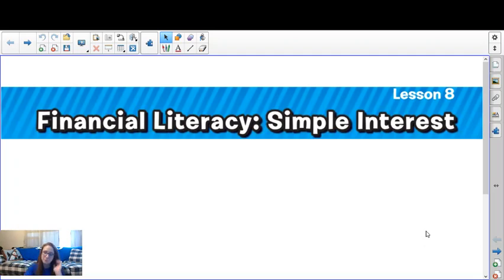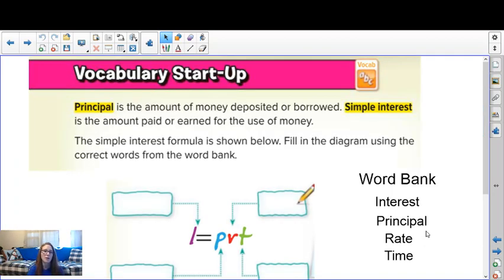Okay, moving forward. Today we're going to talk about what simple interest means. So we're going to start with some vocab because why not? Principal is the amount of money deposited or borrowed. Simple interest is the amount paid or earned for the use of the money.